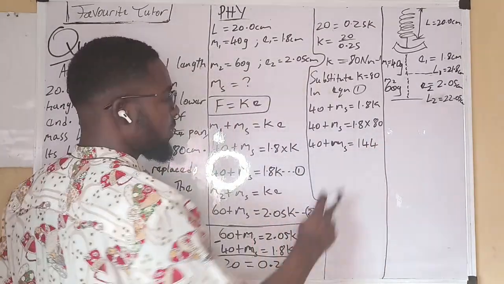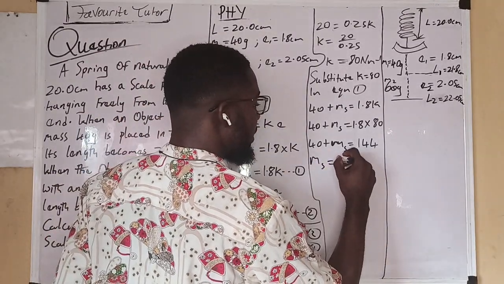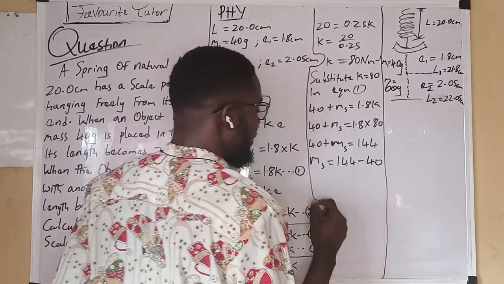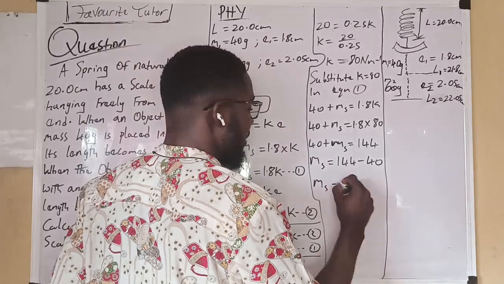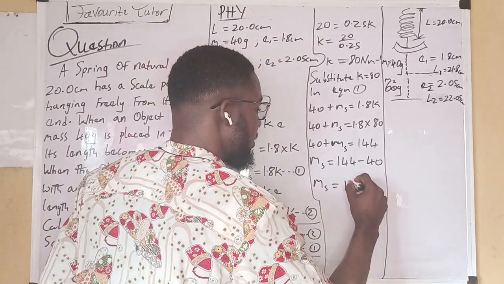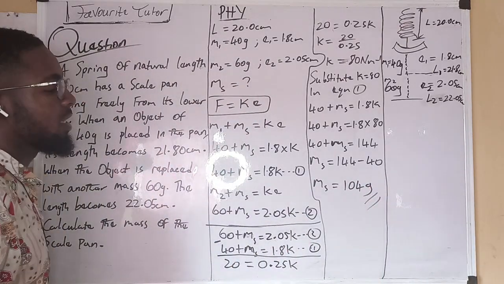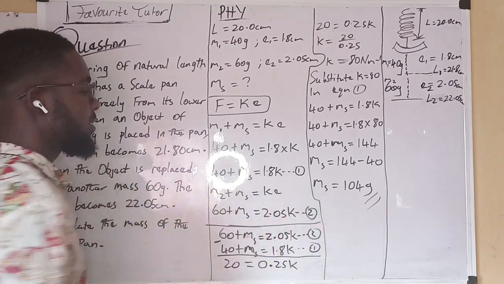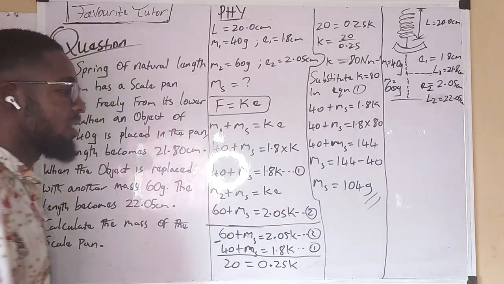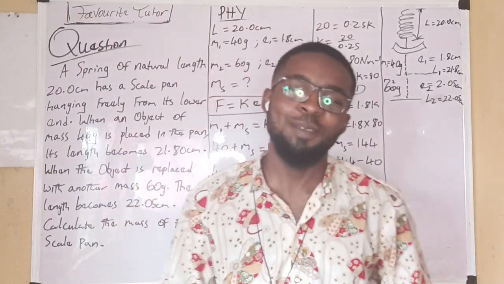144. So making the mass of the scale pan the subject of the formula, this is 144 minus 40. The mass of the scale pan is equal to 104 grams. Ladies and gentlemen, this is the answer to the word question. So therefore, the mass of the scale pan is 104 grams. That brings us to the end of this episode.